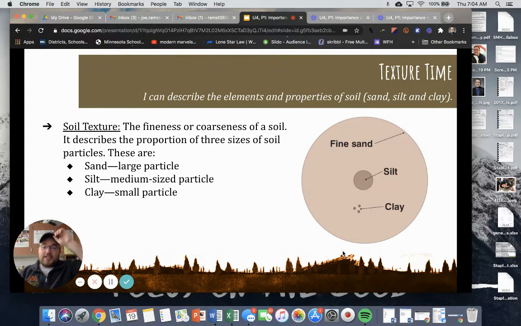So soil texture is something that is very important when we're talking about soils. And we're going to spend a lot of time talking about this. And hopefully at home, or in school, we can do some labs actually texturing some different soils through a couple different methods.